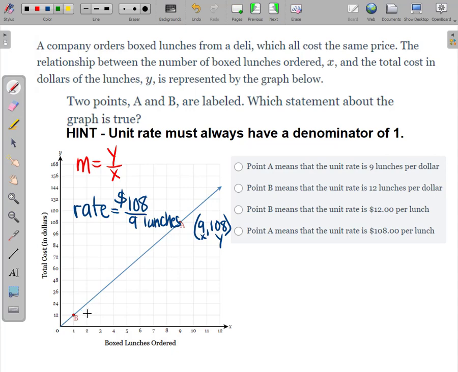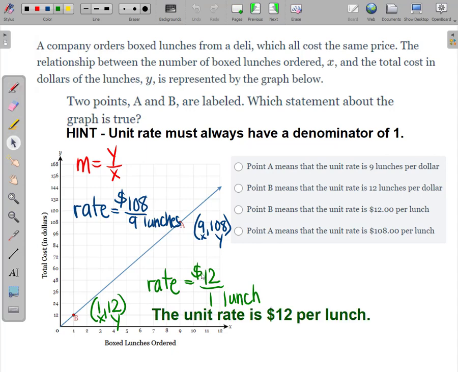Let's switch over to green. My ordered pair for point B is 1 unit to the right. So 1 boxed lunch will cost $12. So I've got 1, 12. Reminder, my first value is X, my second value is Y. So I can say that the rate is equal to $12 per one lunch. So let me write that with words and I think we're good to go. Because it's $12 for one lunch, I said the unit rate is $12 per lunch.